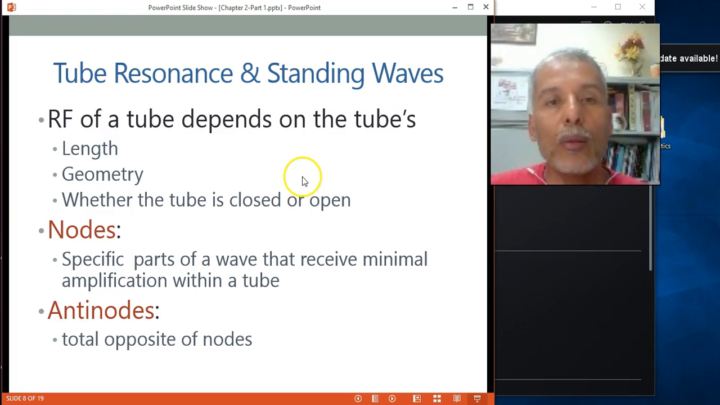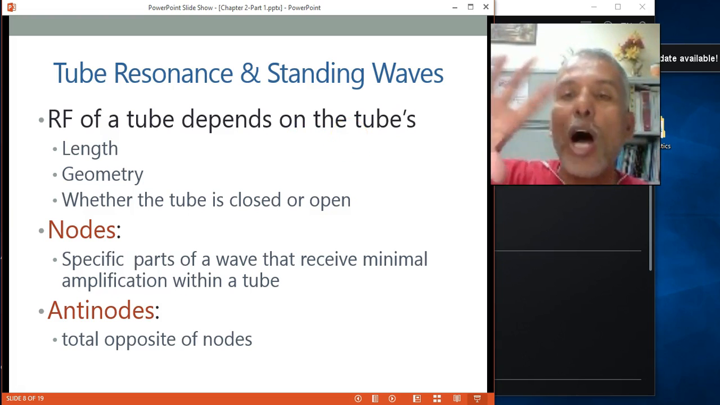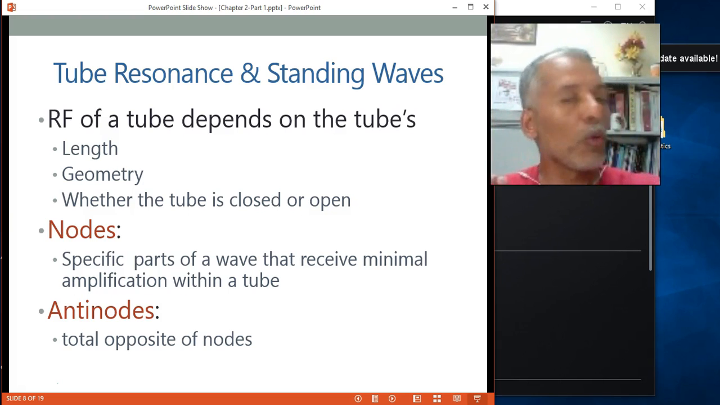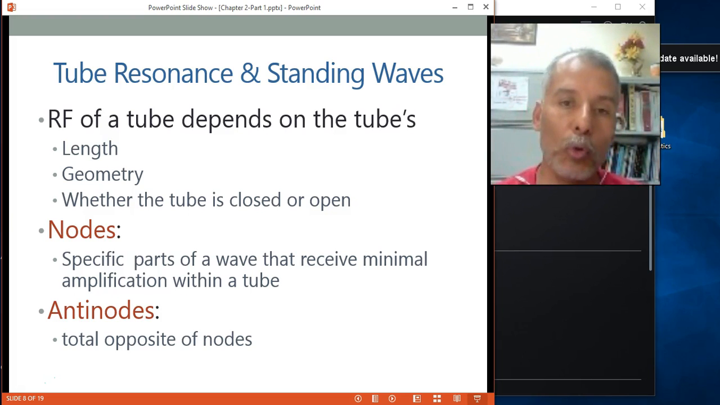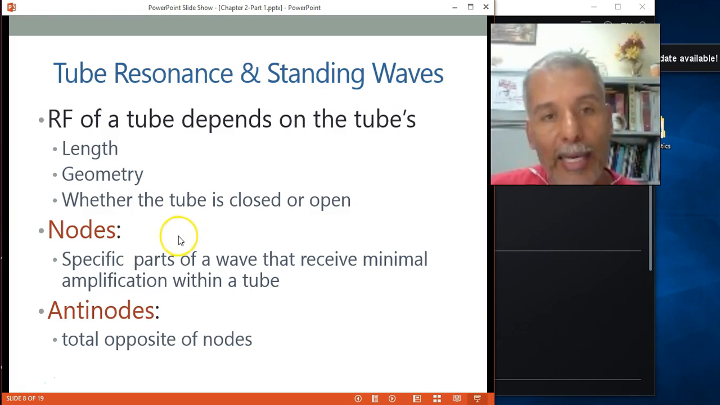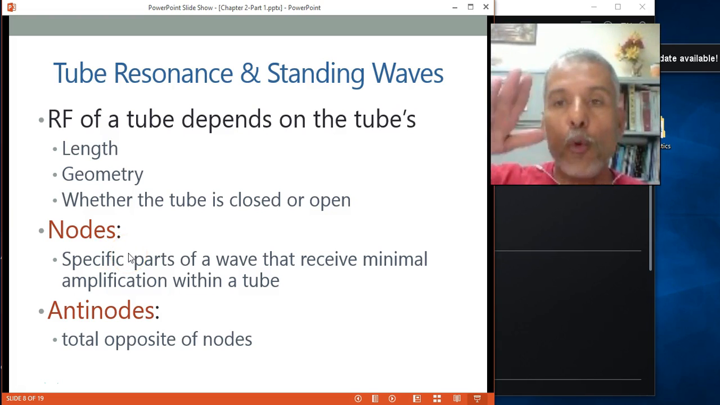Now, when we speak about resonant frequency of a tube, again we said it depends on the length of the tube, the geometry of the tube. Is the tube symmetrical? Is it cylindrical? Is it bent? Whether the tube is opened or closed on one end, or opened on both ends. Again, the definitions of the concepts: a node means an area of no pressure.